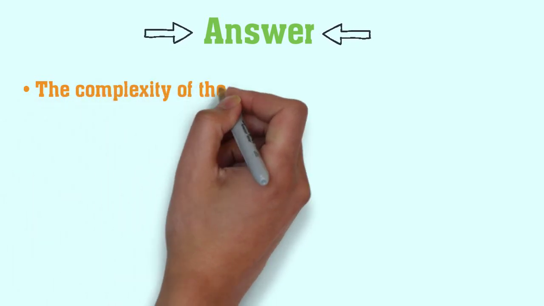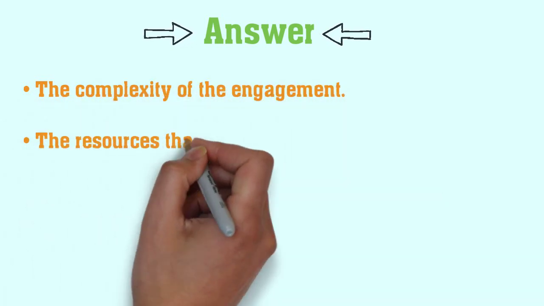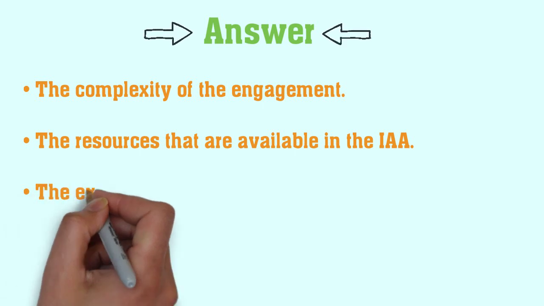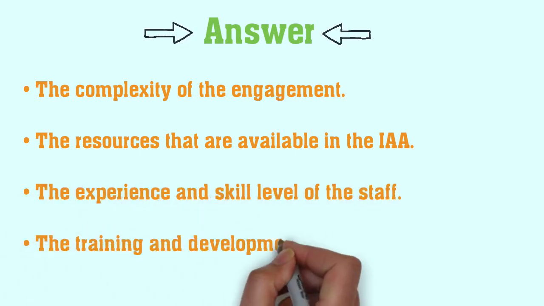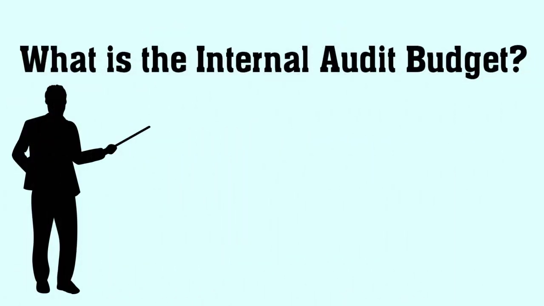Some factors to consider when assigning staff to individual engagements are the complexity of the engagement, the resources that are available in the internal audit activity, the experience and skill level of the staff, and the training and development needs of the audit staff. What is the internal audit budget?